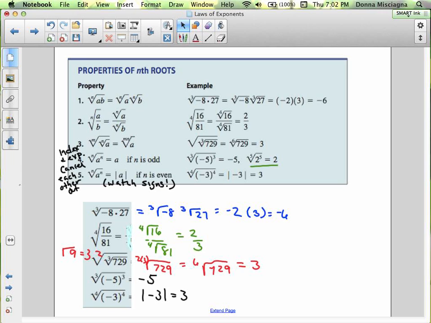So here, if the index and the exponent are odd numbers, then your answer is going to be whatever the base is, right? If it's negative, you're going to have a negative answer. If the base is positive, you're going to have a positive answer. But if the index and exponent are even numbers, it doesn't matter what the base is, it's going to be the absolute value of the base. So they have a second example there that I didn't include. And if you have questions, let me know.